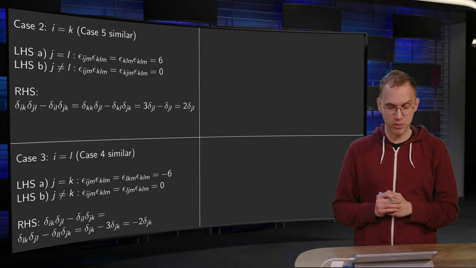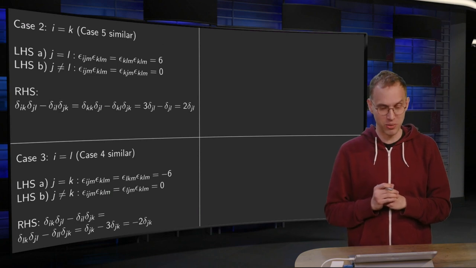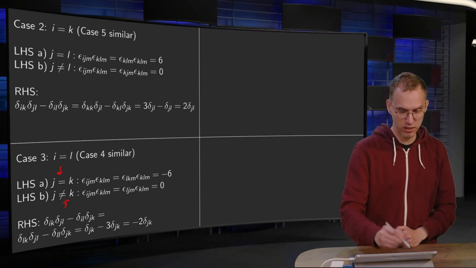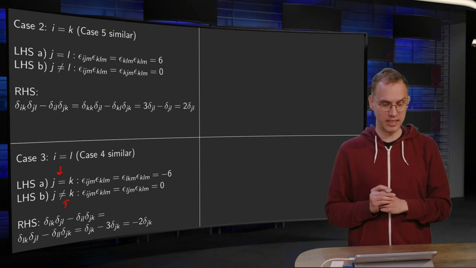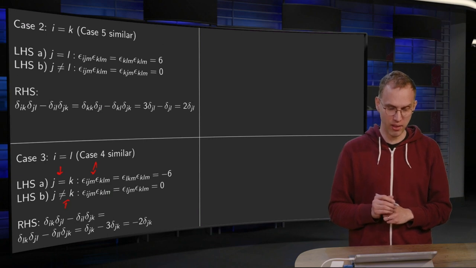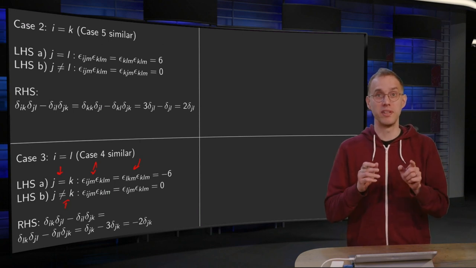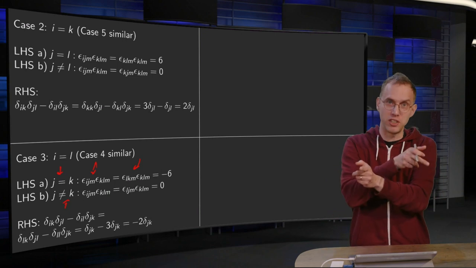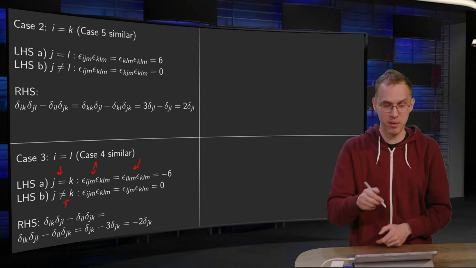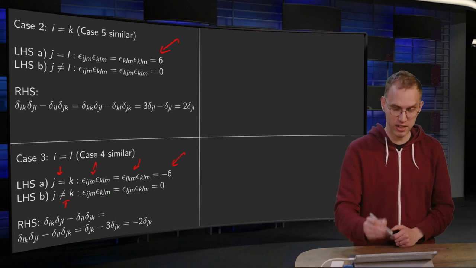And the final one we'll do here, case 3, i equals l, because case 4 is again similar, so you can do that yourself. Again, we have to split in j equals k and j is not equal to k. Let's take a look at the left-hand side first. So our epsilon ijm times epsilon klm now becomes an epsilon lkm times epsilon klm, but epsilon lkm is one permutation away from epsilon klm. So this is minus epsilon klm, epsilon klm. And we know epsilon klm squared summed equals 6. So this yields minus 6.